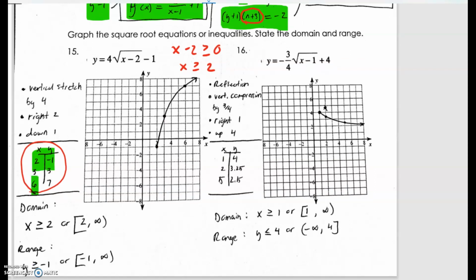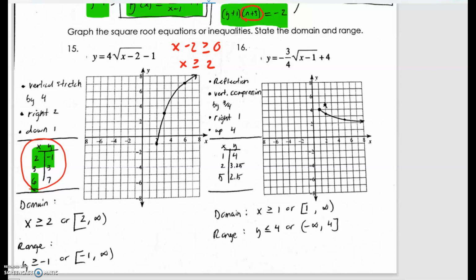All right. And then for the range of the problem, I typically do that at the end. So after I've graphed it, the lowest point is at -1. And this function goes to infinity. So it's all numbers above -1. And I have both notations for that. Okay? All right, let's move on to the next one.